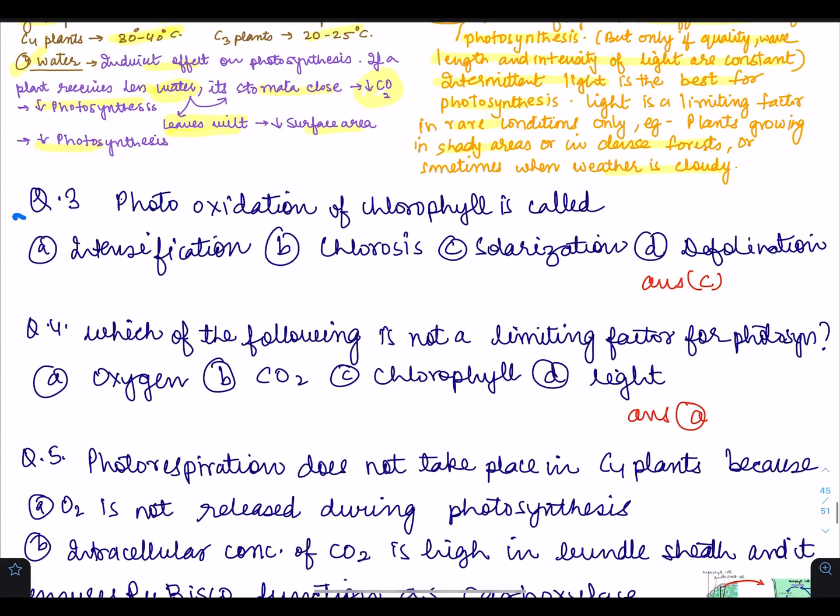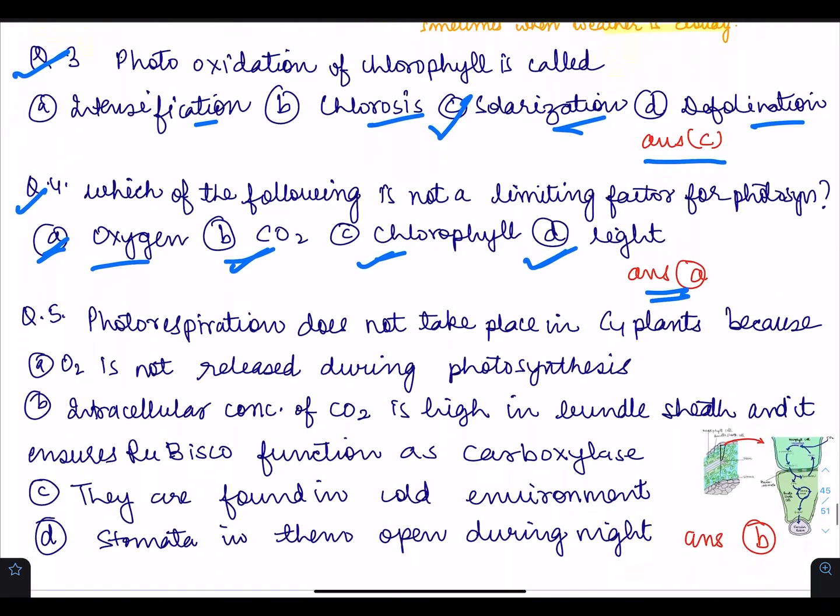Coming to question number 3. Photooxidation of chlorophyll is called intensification, chlorosis, solarization, or defoliation. Our answer is C, that is solarization. Question 4. Which of the following is not a limiting factor for photosynthesis? Oxygen, carbon dioxide, chlorophyll, and light. So we read just now that oxygen is not a limiting factor. So our answer is A. Carbon dioxide, chlorophyll, and light can be limiting factors for photosynthesis.